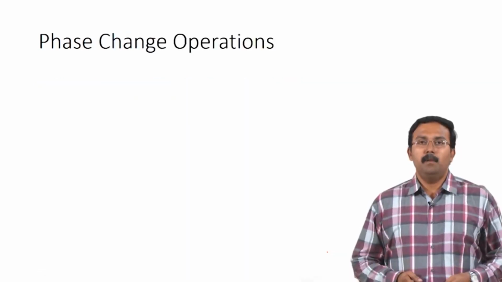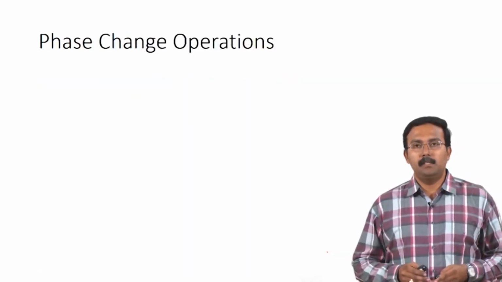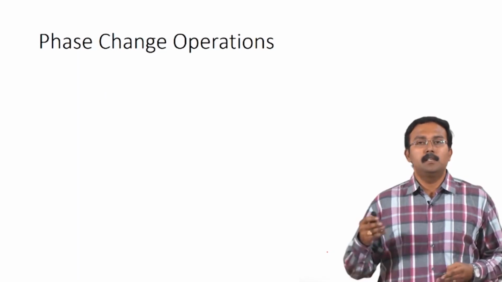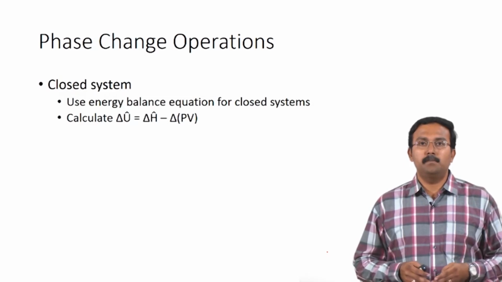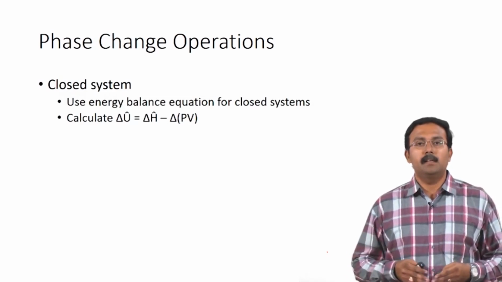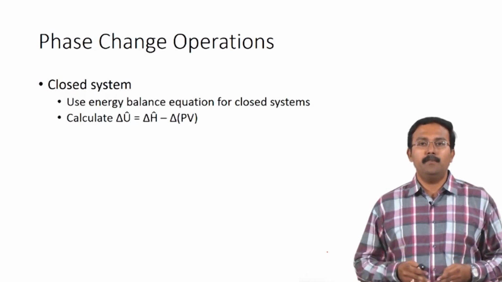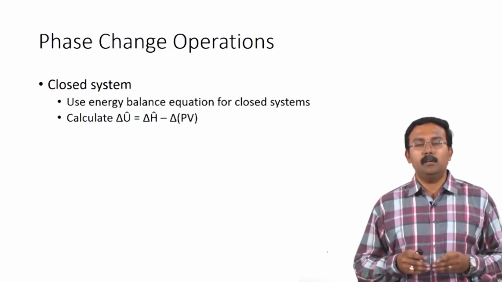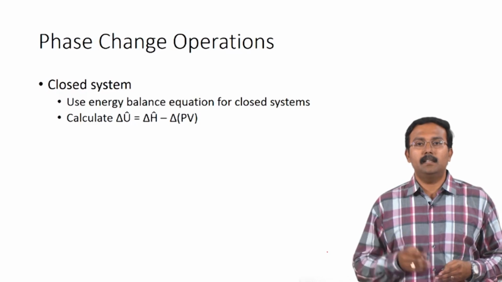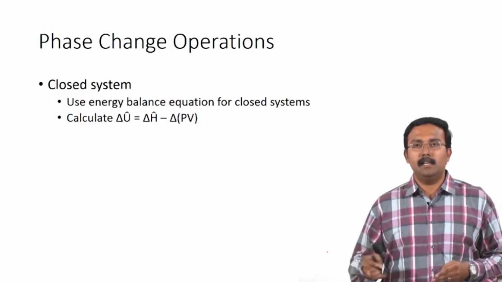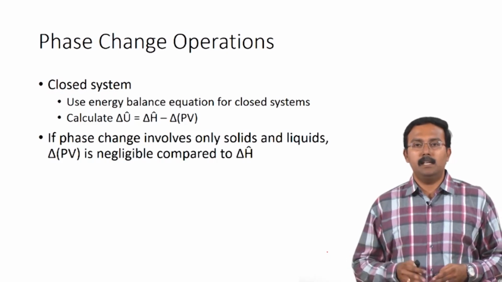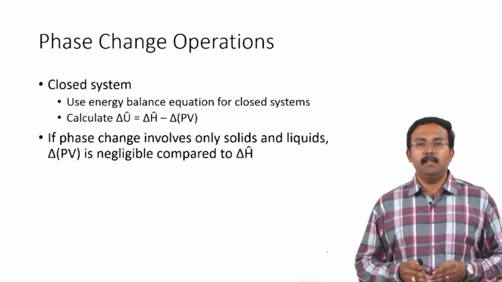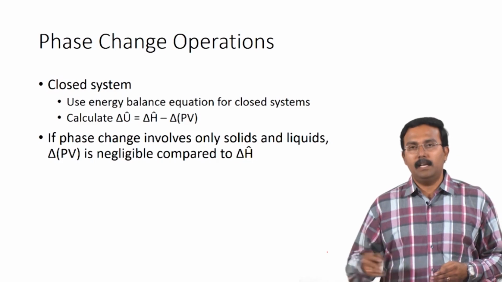In the example problem we saw, we had an open system and we were able to use the standard heat of vaporization directly. You could also have closed systems where phase change might be happening. In such a scenario, you would have to use internal energy changes. You can calculate internal energy changes as delta U cap equals delta H cap minus delta PV. If phase change involves only solids and liquids, then delta PV is usually negligible compared to delta H cap.